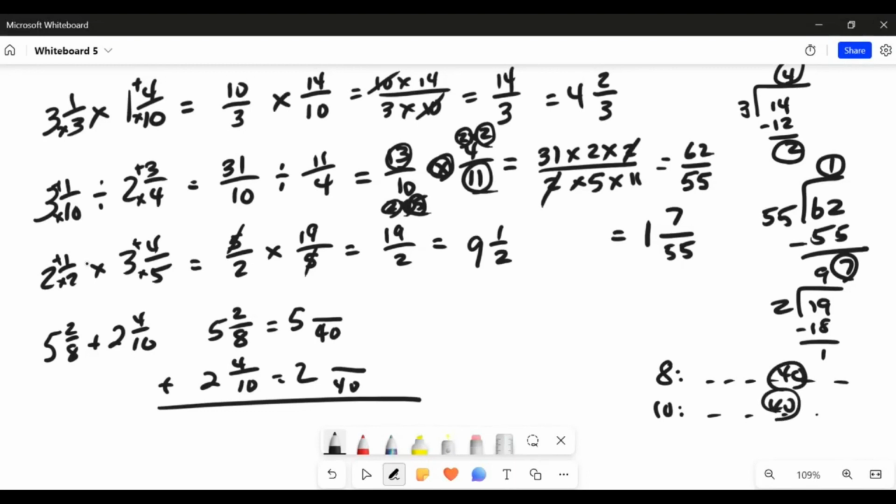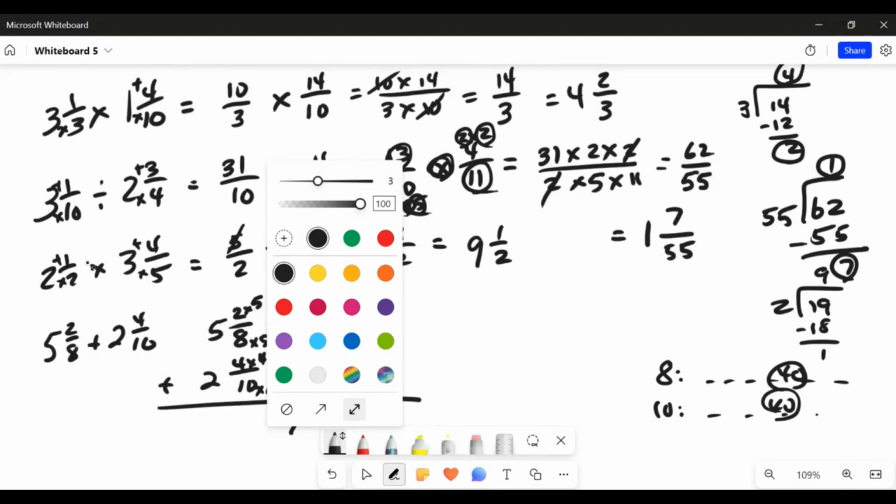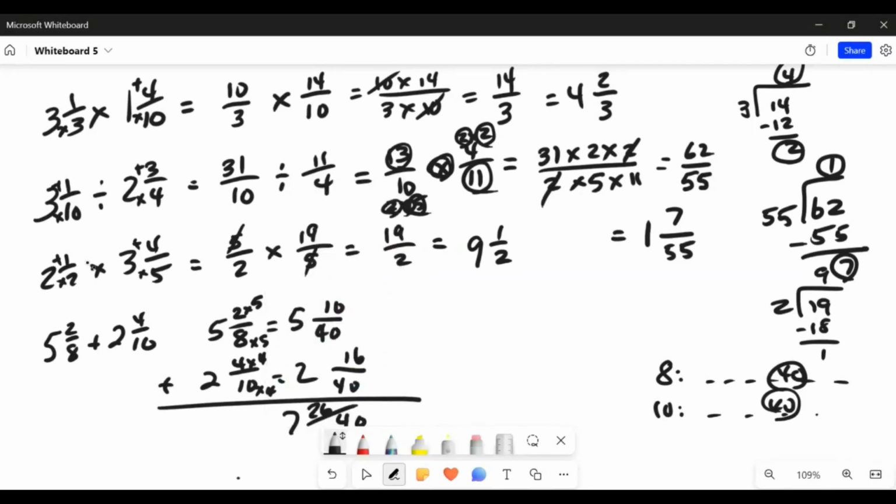To change 8 into 40ths, I multiply 8 times 5, and then multiply the top here by 5. We get 10 40ths. To change 4/10 into 40ths, we multiply the 10 by 4. 10 times 4 is 40. Whatever we do on the bottom, we do on the top. 4 times 4 is 16. Then I add 5 and 2 and get 7. 10 and 16 is 26 40ths, but 26 40ths is not reduced.